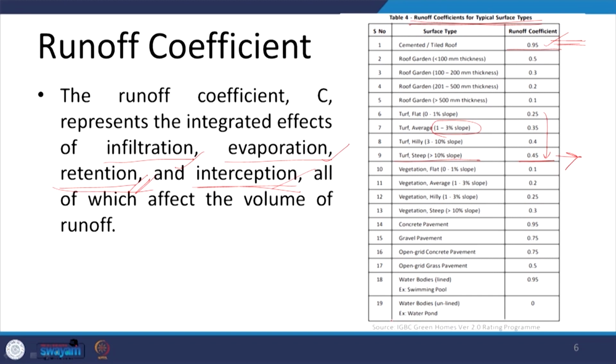If we look at the water bodies which are unlined, for example, water ponds which are naturally present because of the topography, we see that the runoff coefficient is 0. So, there is no water which will actually be running off from this water body. A lot of infiltration will take place, infiltration to the ground, there will be some evaporation, and it is retaining most of it, and it is also intercepting it before it flows out. So, there is a runoff coefficient of 0, which is the ideal scenario.